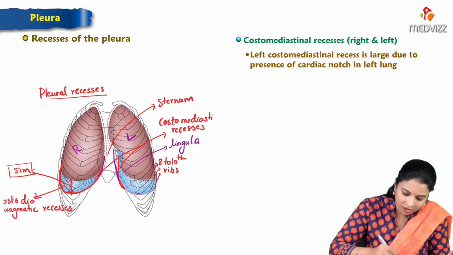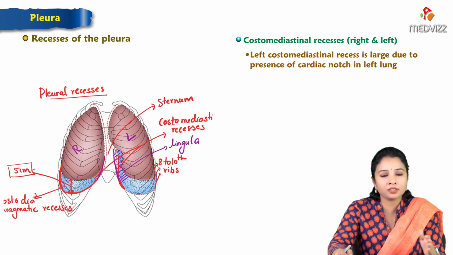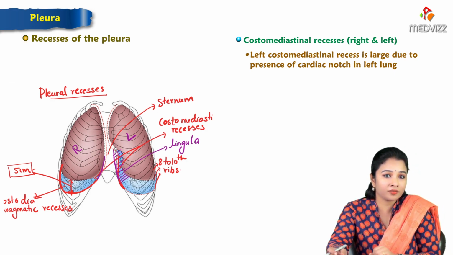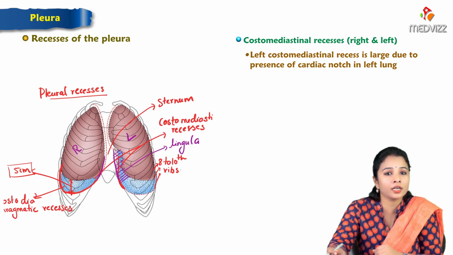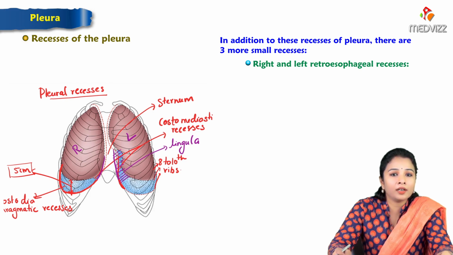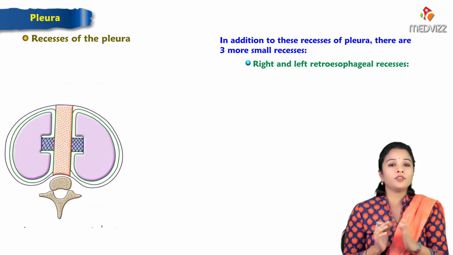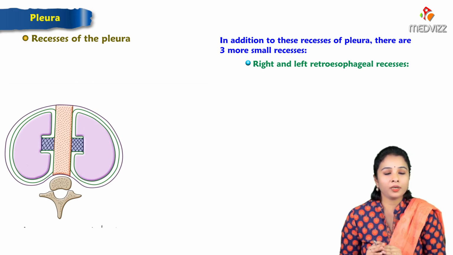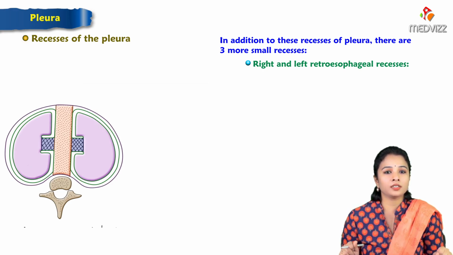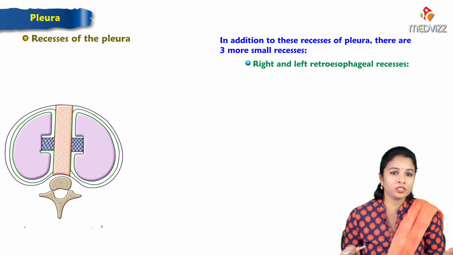So you can appreciate it is quite a larger area compared to the right because it presents a cardiac notch on the left side. The left lung presents a cardiac notch on the left side. And next we shall move on to right and left retroesophageal recess. So next, after completing costodiaphragmatic and costomediastinal recess, we shall move on to right and left retroesophageal recess.